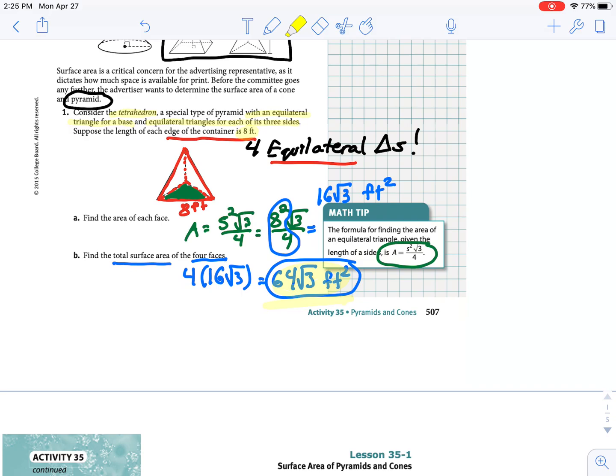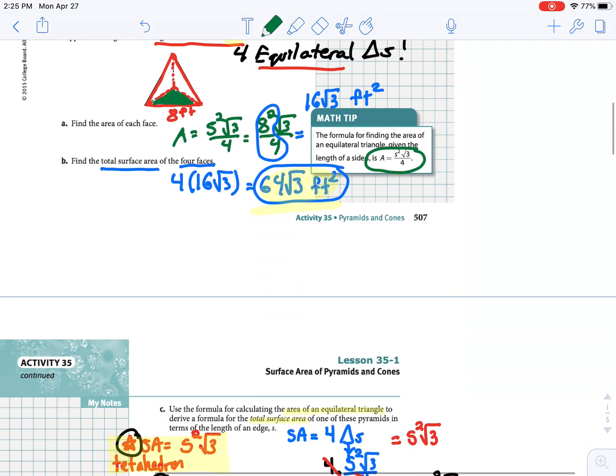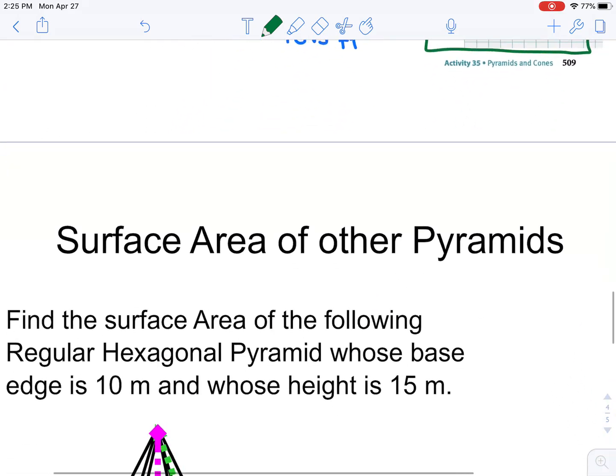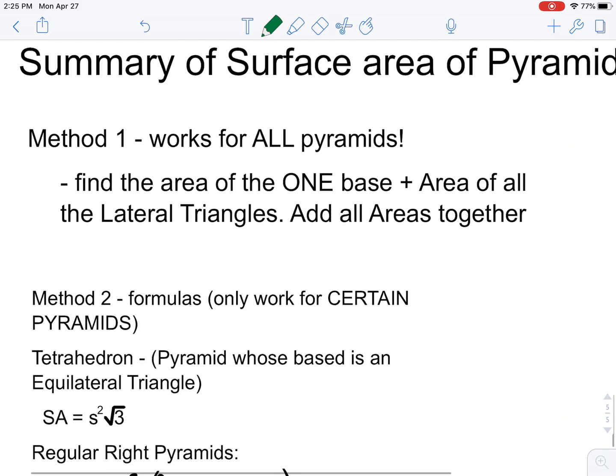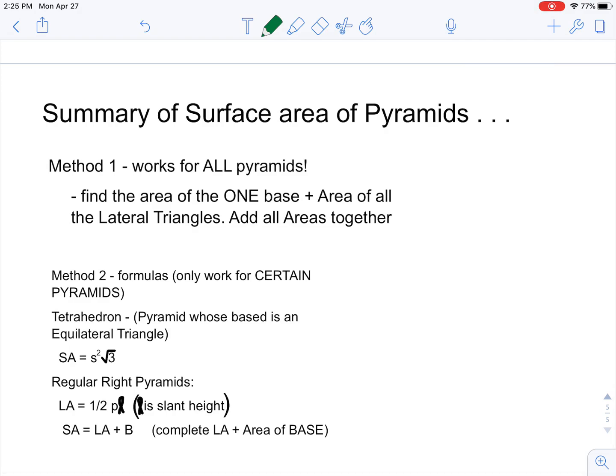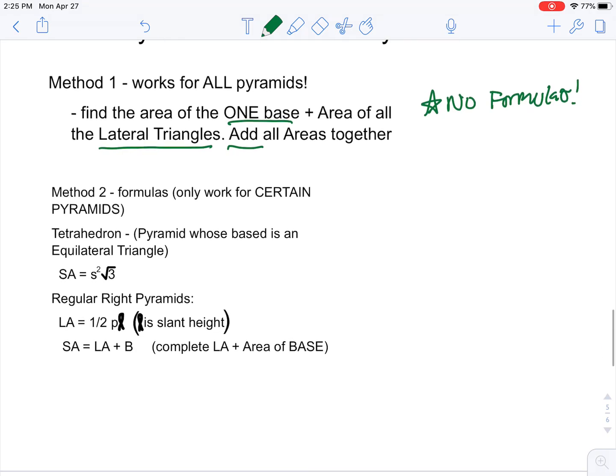Some people prefer to use what I call method 1, which is just find the area of all the surfaces and add them all together. So if we slide down here, method 1 is find the area of the one base. Remember, in a pyramid, there will only be one base. And find the area of all of those lateral triangles, and then simply add them all together. The nice thing about this method is that you do not have to memorize different formulas. You don't have to know which formula to use when. So some people like that better.